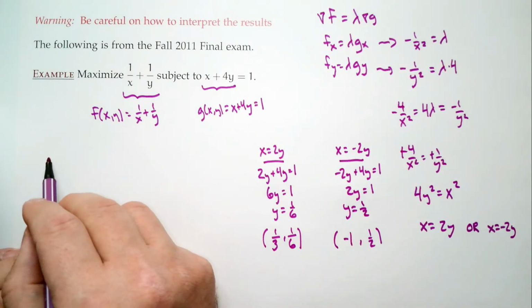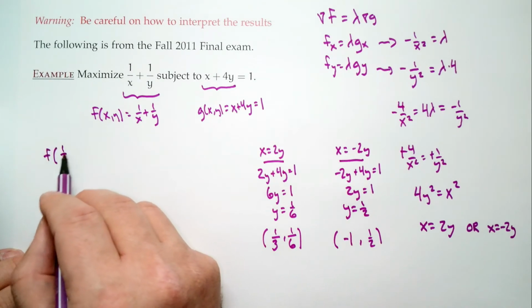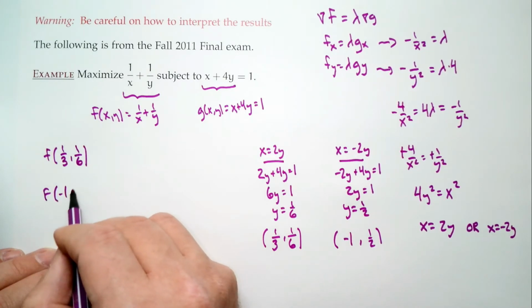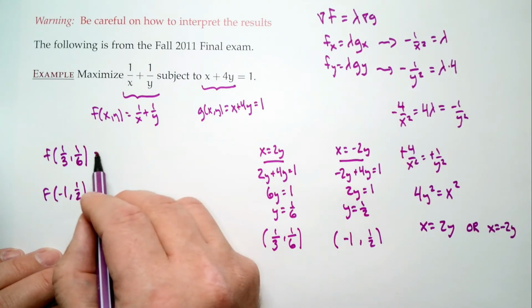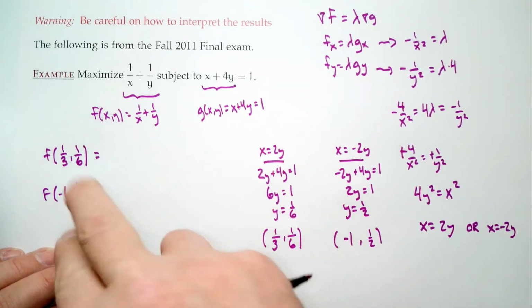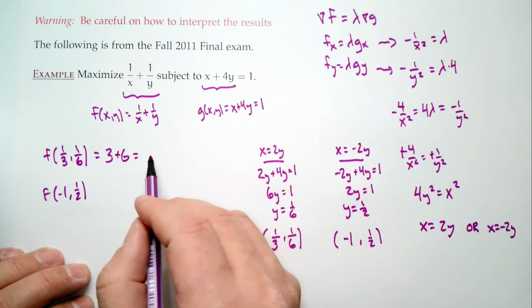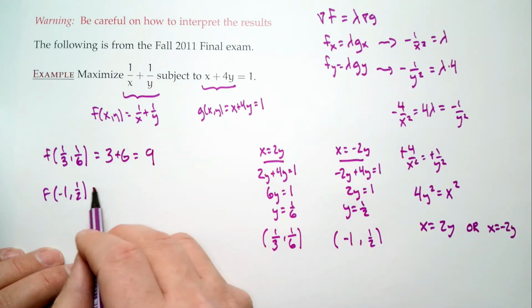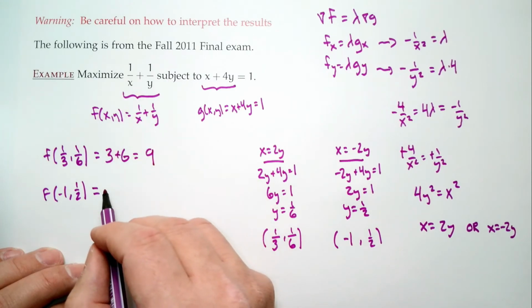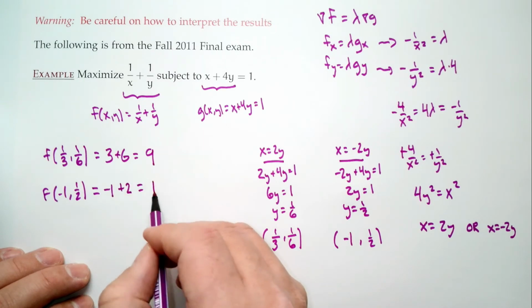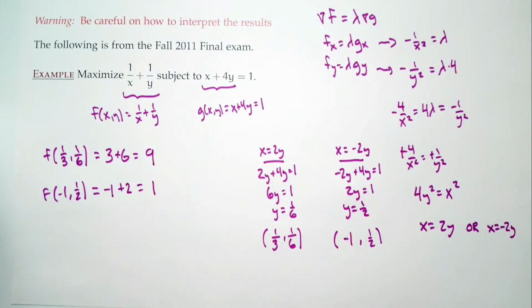Now, let's look at the results. We're going to plug both of these points into the function: f of 1/3, 1/6, and f of minus 1, 1/2. When we plug in 1 over 3, 1 over 6, well, if we flip 1 over 3, we get 3. And if we flip 1 over 6, we get 6, which means we get 9. If we flip 1 over minus 1, we get minus 1. And if you flip 1 over 1/2, you get 2. So you get 1. Now, I have written the question to maximize this. Which one of these two is the maximum?